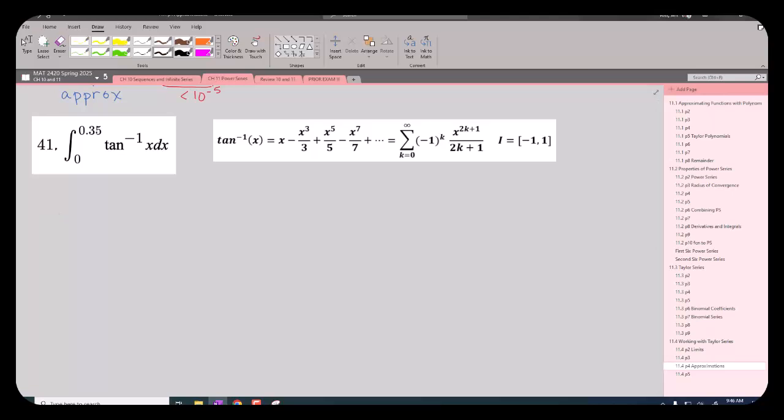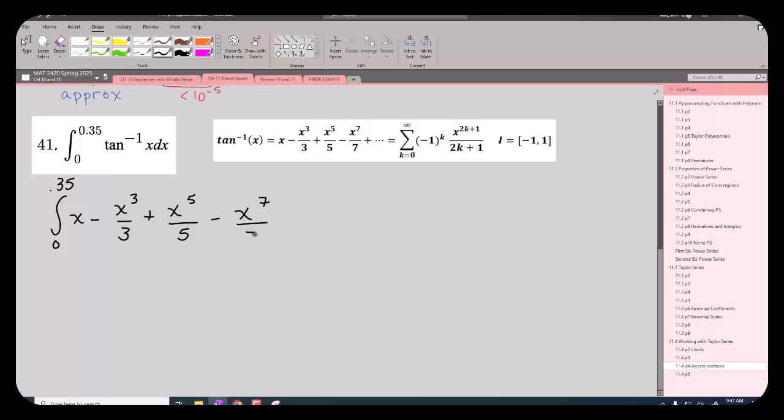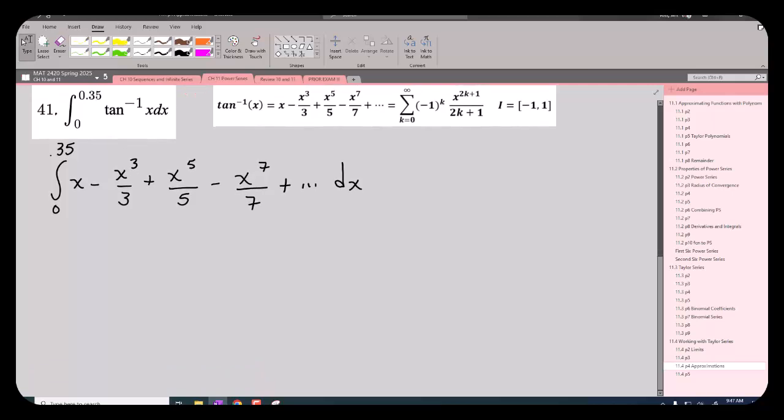So let's do that. Oh gosh, that's too big. I want that one. Okay, so we're going to integrate from 0 to 0.35. We're going to replace inverse tangent with its power series. And we notice that the interval that we're integrating on falls within our interval of convergence, so everything is legit. And it's a polynomial, so we integrate term by term.